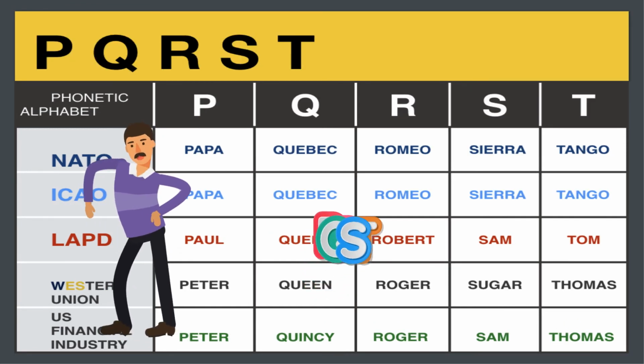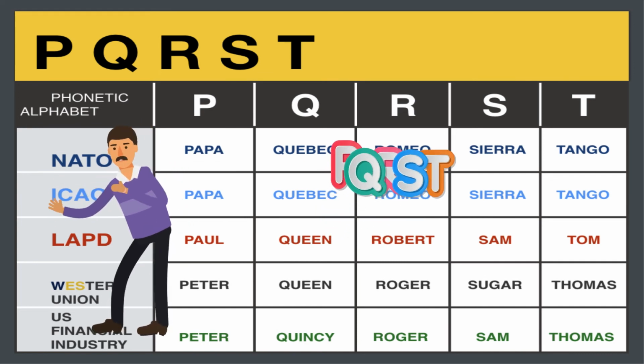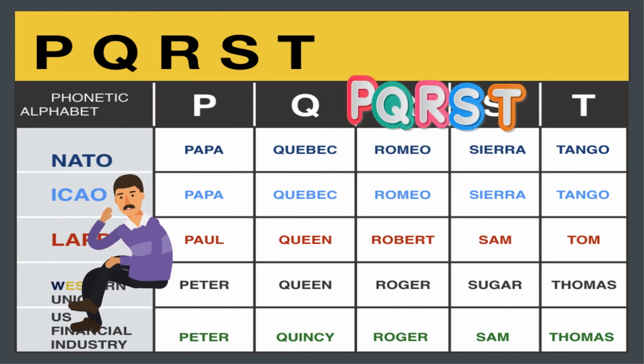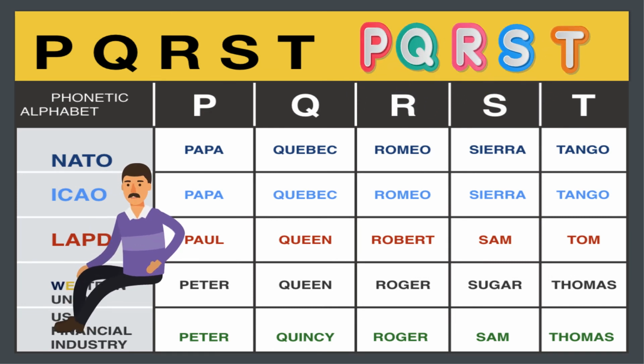Guys, please look at the vertical column. For instance, for the letter P corresponding codes as in the next words: Papa, Paul, Peter. For the letter Q: Quebec, Queen, Quincy. For the letter R: Romeo, Robert, Roger.